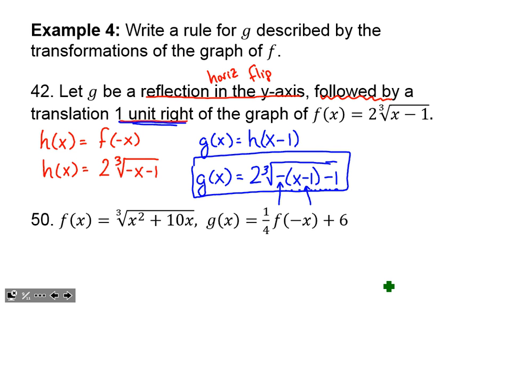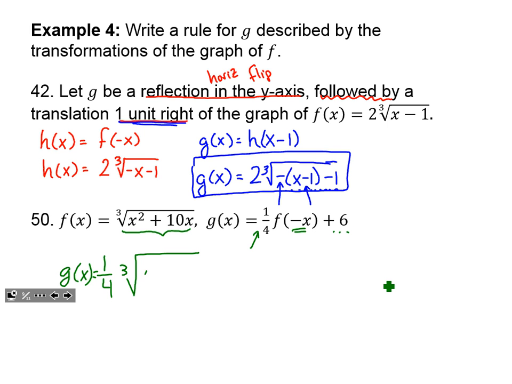All right. So in number 50, we're still doing the same thing. We're starting off with f. Here's the function we're starting with. And then they tell us all the different things we need to do. We need to negate our input, multiply the whole thing by 1/4, and then add 6. So I've got 1/4 times that cubed root. Sorry, this is what g of x is going to be. 1/4 times that cubed root.